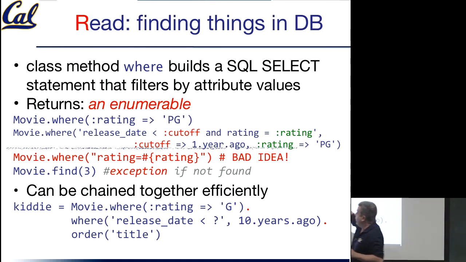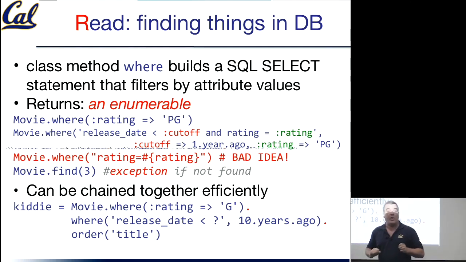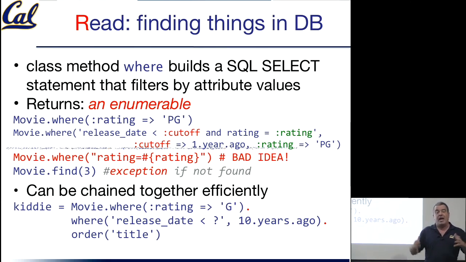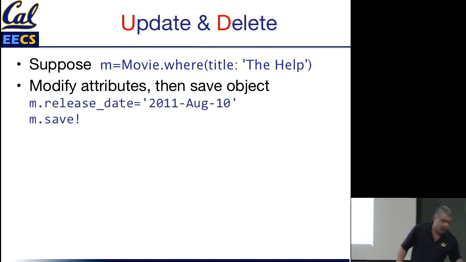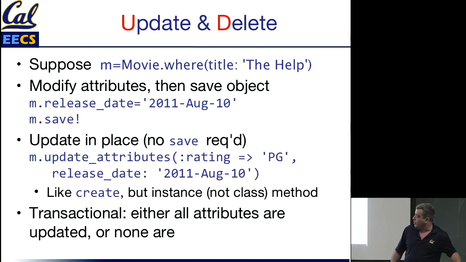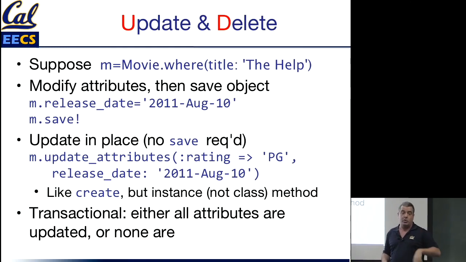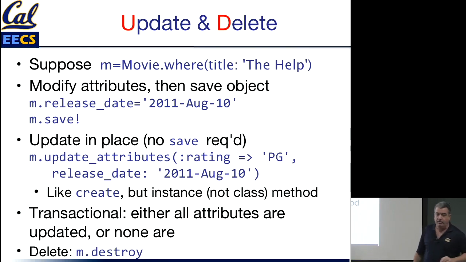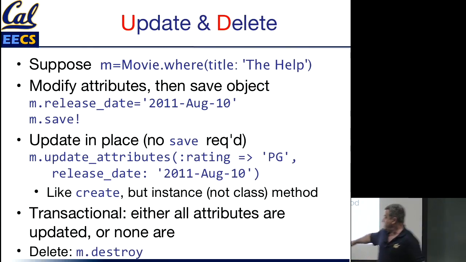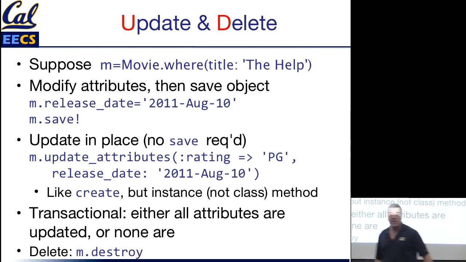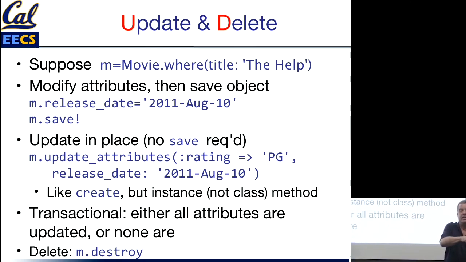So things like where and new and create, it should make sense why those have to be class methods, whereas things like update attributes, save, and so forth are instance methods because we already have the specific item or items to which we want them to apply. Excellent question. And finally, delete, which is maybe surprisingly or maybe not, is an instance method. I have a thing, and I'm telling it to destroy itself.